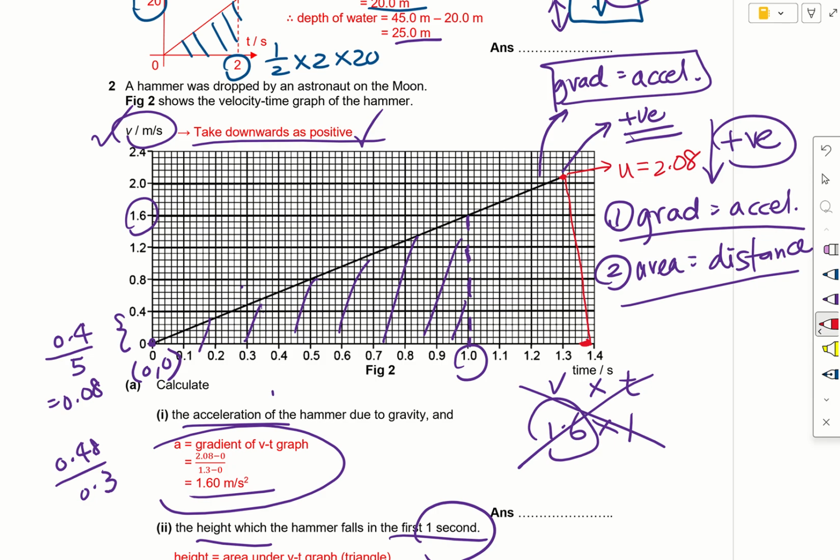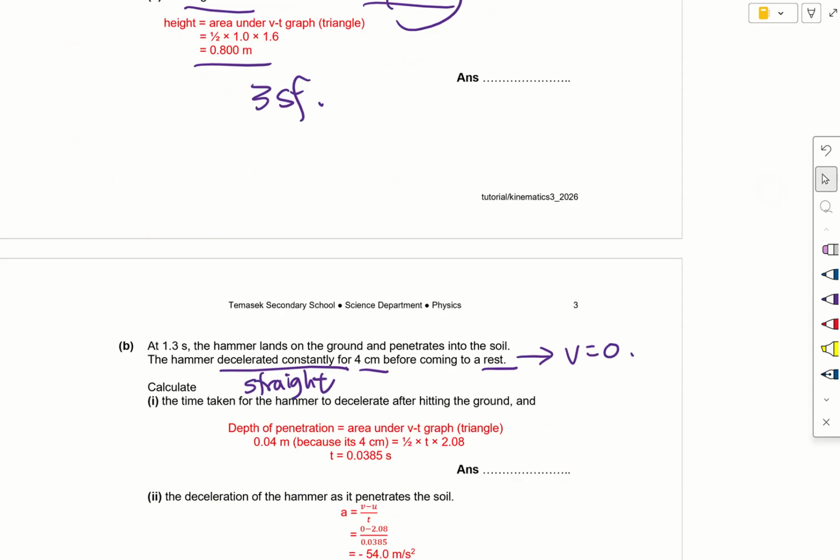Okay, so I'm just drawing this. Currently this straight line is not correct, but I'm just representing the question with initial speed of 2.08 at a time of 1.3. Okay, and after some time, it will reach a speed of 0, final velocity to be 0, and it must be uniform deceleration. So I need to draw it with a straight line. Okay, what other information is given?